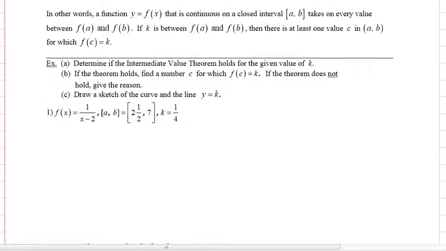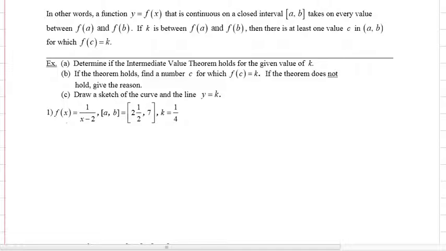So, example letter A. Determine if the intermediate value theorem holds. In other words, if it can be applied to this problem for the given value k. If the theorem holds, find a number c for which f of c equals k. If the theorem does not hold, give the reason. So let's go ahead and do this.